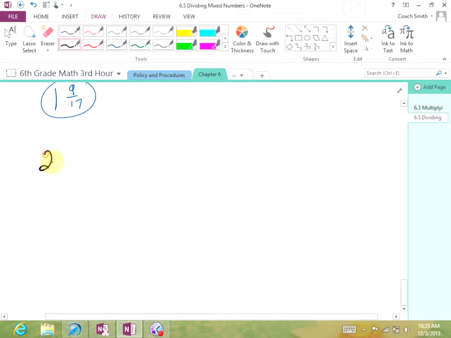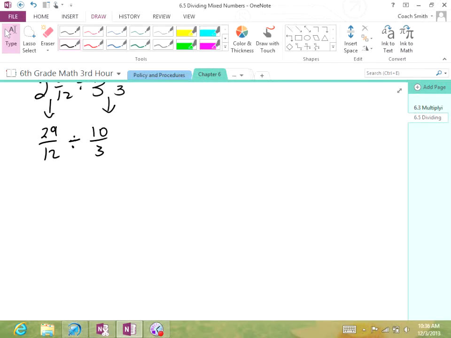Let's look at this one. 2 and 5 over 12 divided by 3 and 1/3. Okay. Emma, what is the improper fraction for 2 and 5/12? 29 over 12. Correct. So that is 29 over 12. What is the improper fraction for 3 and 1/3, Brandon? 10 over 3. So there's your improper fractions.